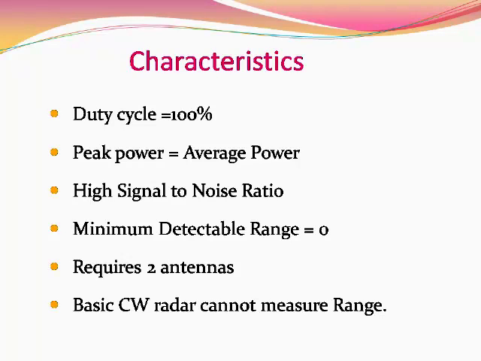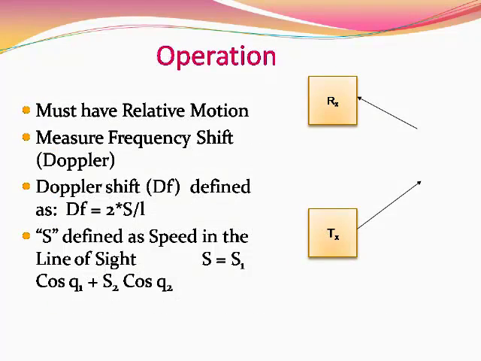And the basic disadvantage of a CW radar is that it cannot measure the range. It means velocity can be measured directly and range cannot be measured. Whereas in the case of a pulsed radar, range can be measured directly and the velocity will be derived from the range. So let us understand the basic operation of a CW radar with some diagrams and equations.